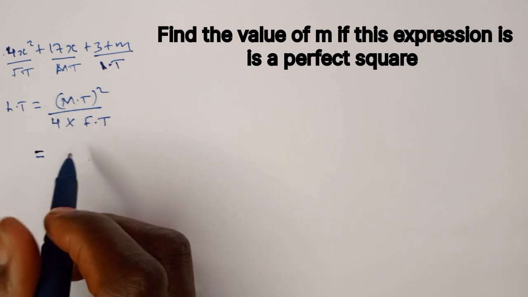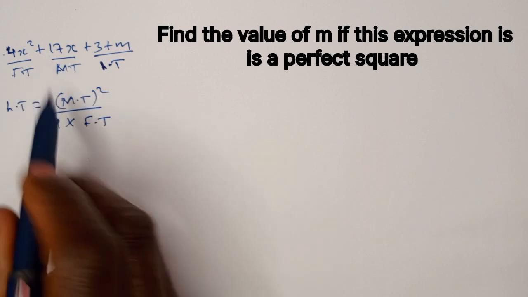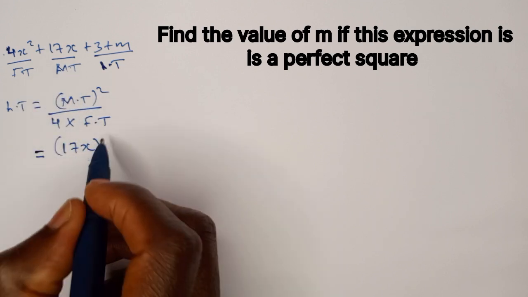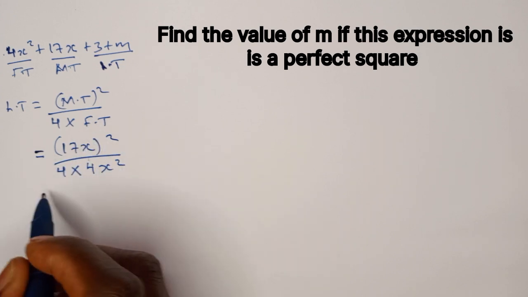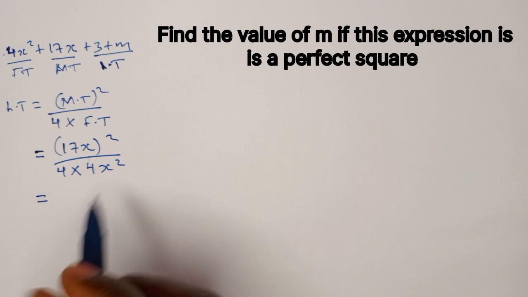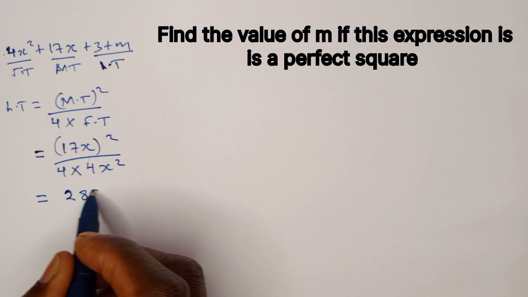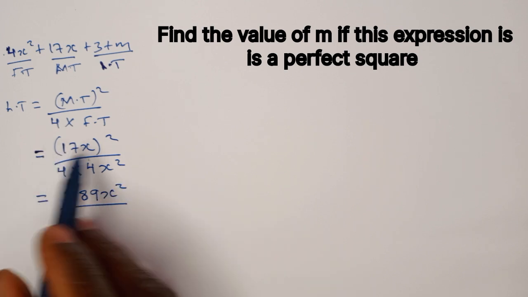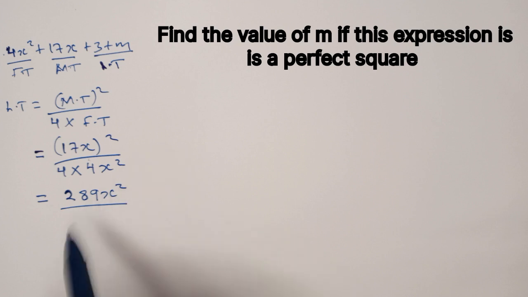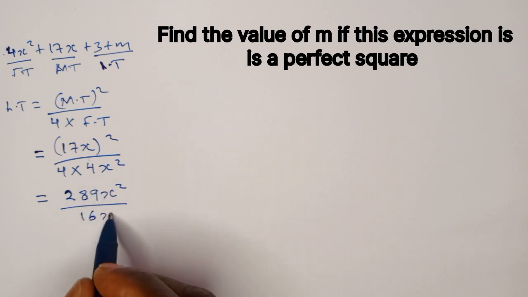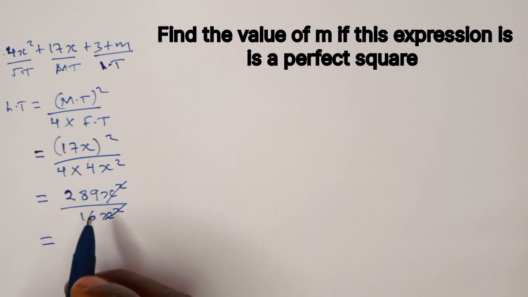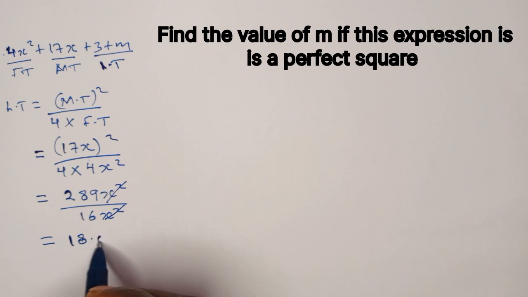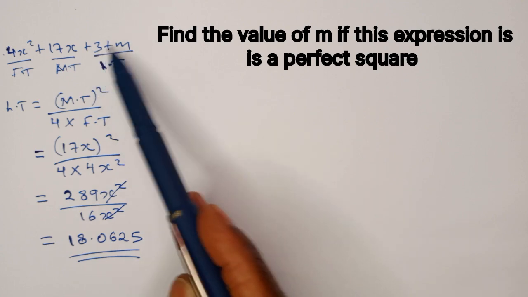So our last term here will be middle term squared. So middle term squared is 17x squared divided by 4 times first term, which is 4x squared. When you simplify this one, you get 289x squared over 16x squared. So this one cancels out. So 289 divided by 16, you get 18.0625.